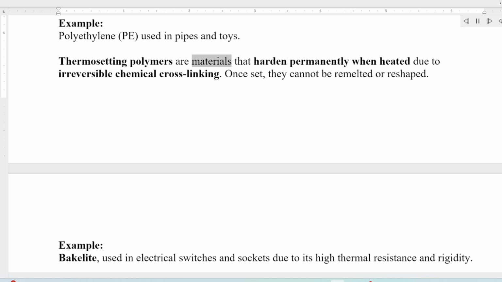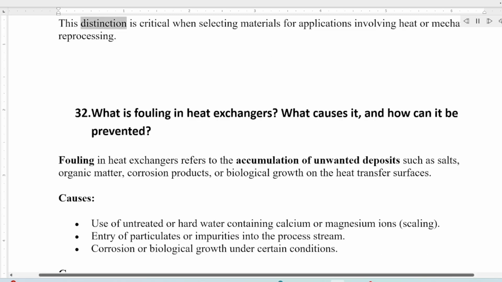Thermosetting polymers are materials that harden permanently when heated due to irreversible chemical cross-linking. Once set, they cannot be remelted or reshaped. Example: bakelite, used in electrical switches and sockets due to its high thermal resistance and rigidity. This distinction is critical when selecting materials for applications involving heat or mechanical reprocessing.